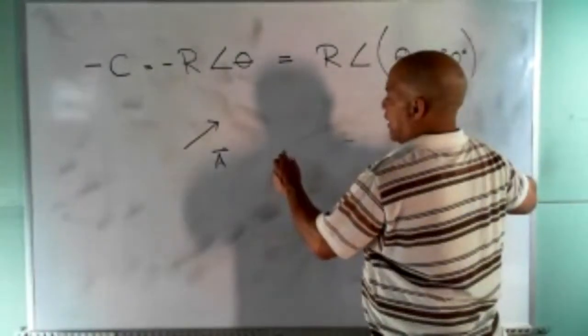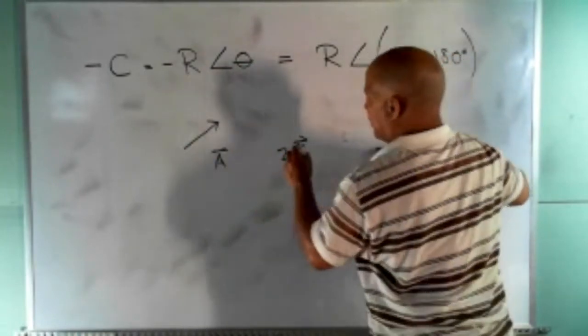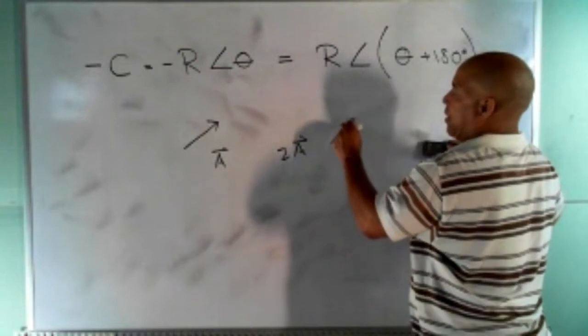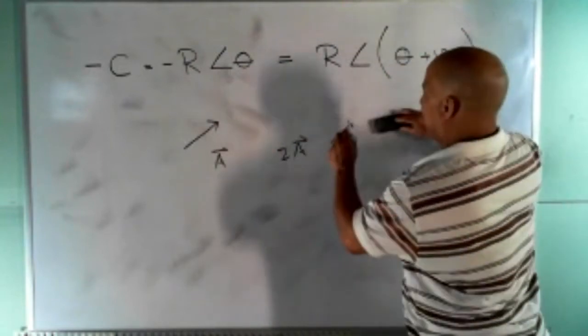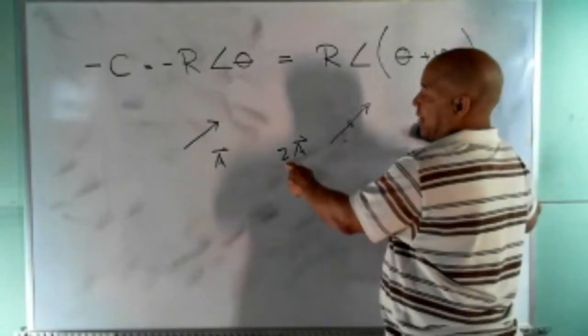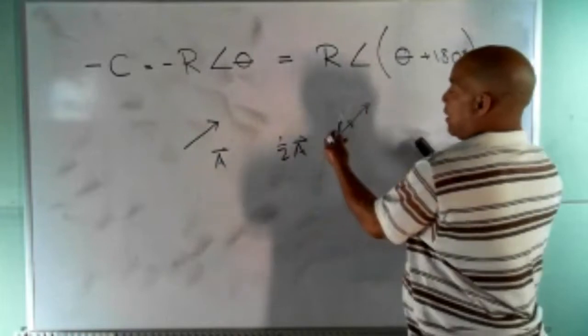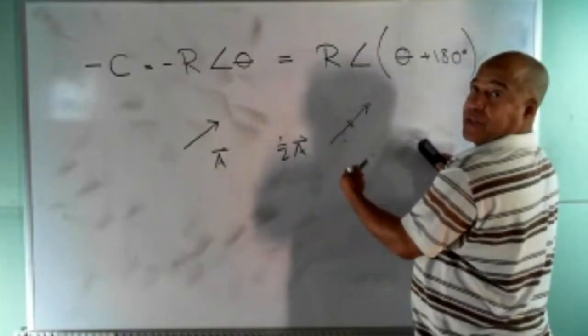If that's vector A, what would vector 2A look like? Well, it looks just like this. I have to draw it at exactly the same angle, but it'll be twice as long. So I can scale the vector. If I multiply it, it gets longer. If I multiply it by a fraction, it gets shorter. But that angle never changes.